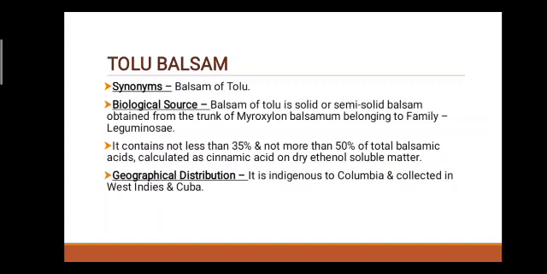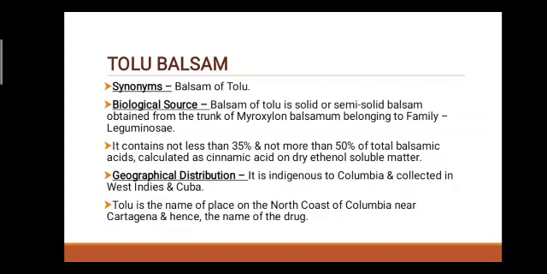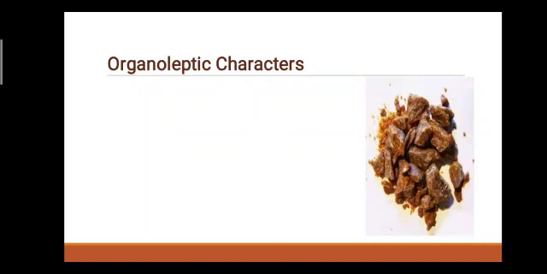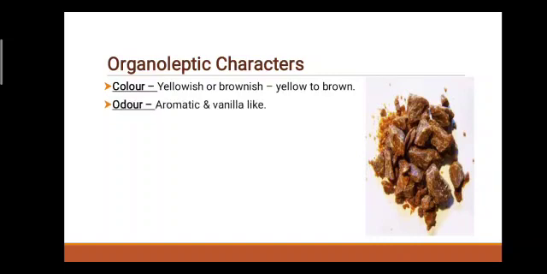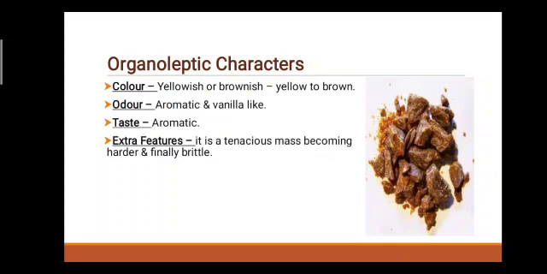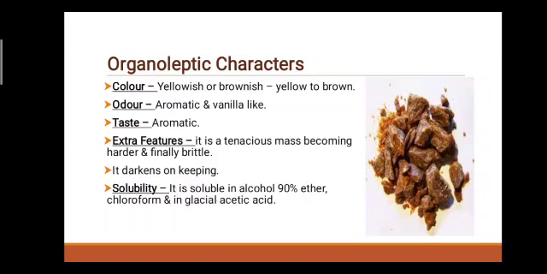Geographical distribution: it is indigenous to Colombia and collected in West Indies and Cuba. Tolu is the name of a place on the north coast of Colombia near Cartagena, and hence the name of the drug. Next point, organoleptic characters. Color: yellowish to brownish yellow to brown. Odor: aromatic and vanilla-like. Taste: aromatic. Extra features: it is a tenacious mass becoming hardened and finally brittle. It darkens on keeping. Solubility: it is soluble in alcohol, 90% ether, chloroform, and in glacial acetic acid.